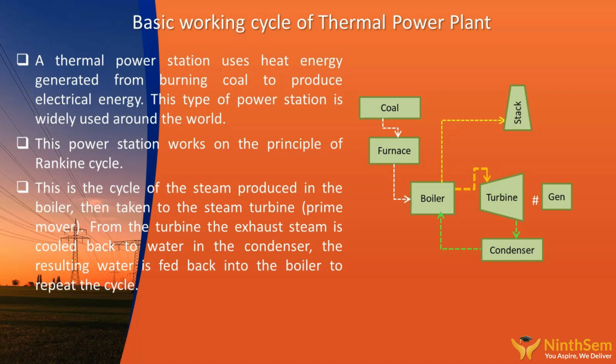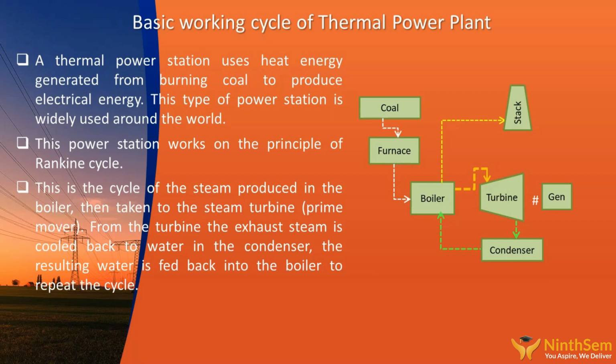A thermal power station uses heat energy generated from burning coal to produce electrical energy. This type of power station is widely used around the world. In most countries, the major portion of the power is supplied from thermal power stations. This power station works on the principle of the Rankine cycle. The Rankine cycle is a thermodynamic cycle. We will discuss it at a later stage.